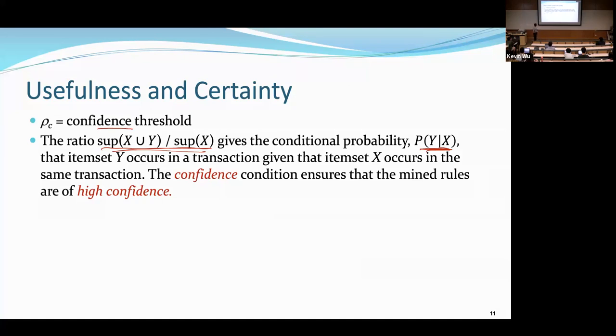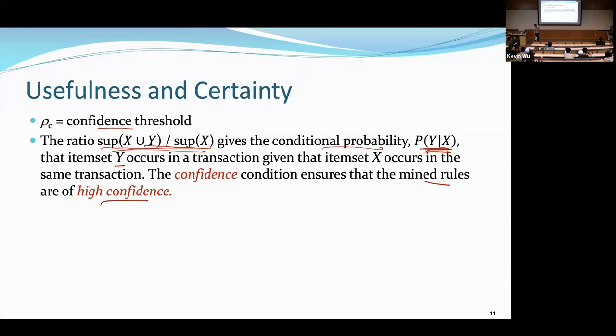So the ratio here gives the conditional probability of Y given X. That is to say, the item set Y occurs in the transactions given that item set X occurs in the same transactions. So the confidence condition ensures that the mined rules are of high confidence. All right, so the support requirement ensures that the rules involve items that are important, that are popular, that are sold very frequently.